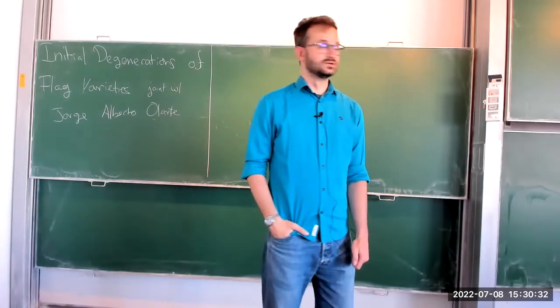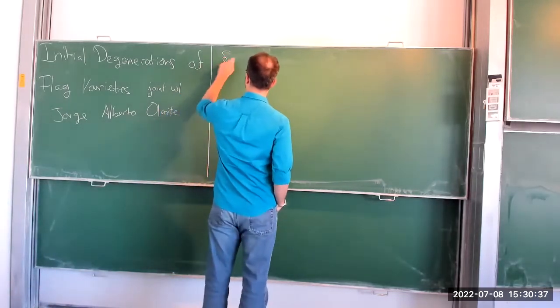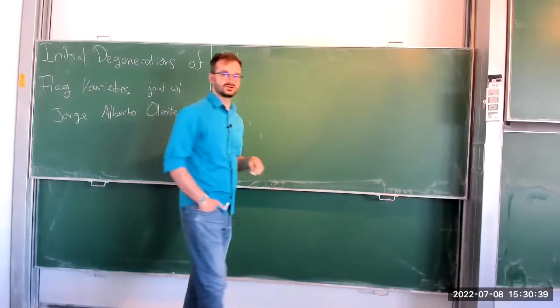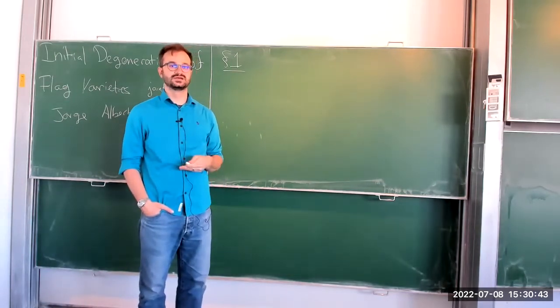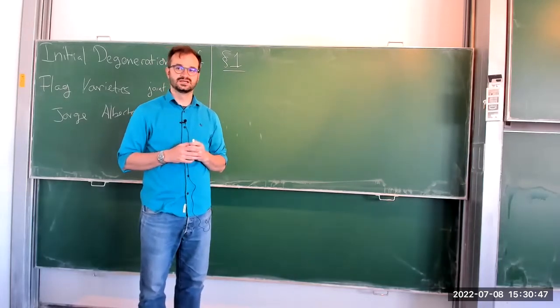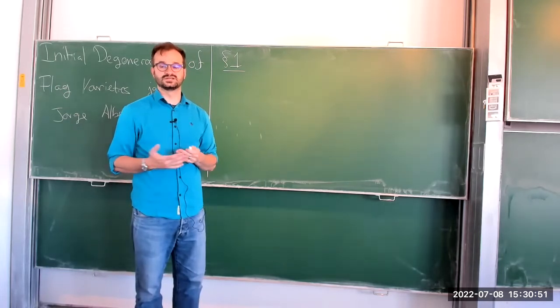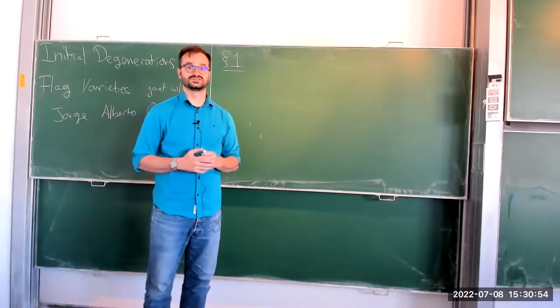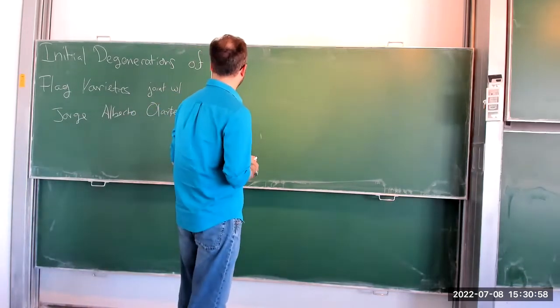Okay, so the first thing I want to do is give the general setup for initial degenerations of just any subvariety of an algebraic torus, and discuss some motivation why one might be interested in actually understanding the initial degenerations of such a space.